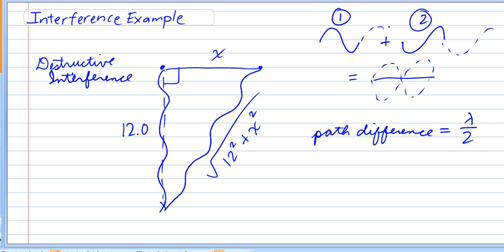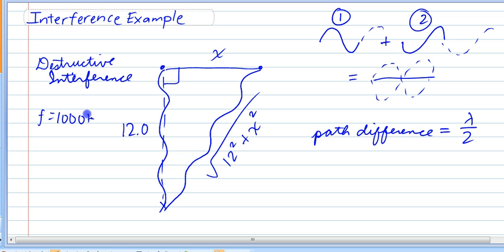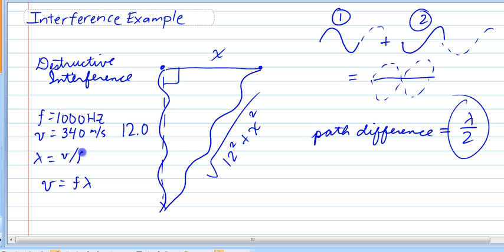So we need to take the information given, that the frequency is 1,000 hertz and that the speed of sound in this problem is 340 meters per second, and calculate what the wavelength actually is if we want half a wavelength difference. We remember v is equal to f lambda, so lambda is v over f, and that's 0.340 meters. So half of that, the path difference, is 0.17 meters. This actually makes it pretty easy.